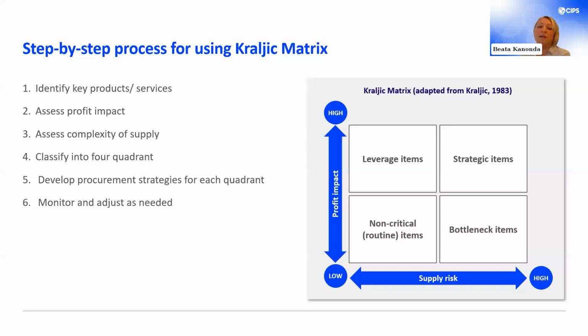Pareto analysis could be used at this stage that could help you quickly identify the 20% of products or services that account for 80% of your procurement spend. This allows you to focus on high impact items early in the process, saving time and prioritizing the key products and services. The next step is to assess profit impact of the key products and services you identified.